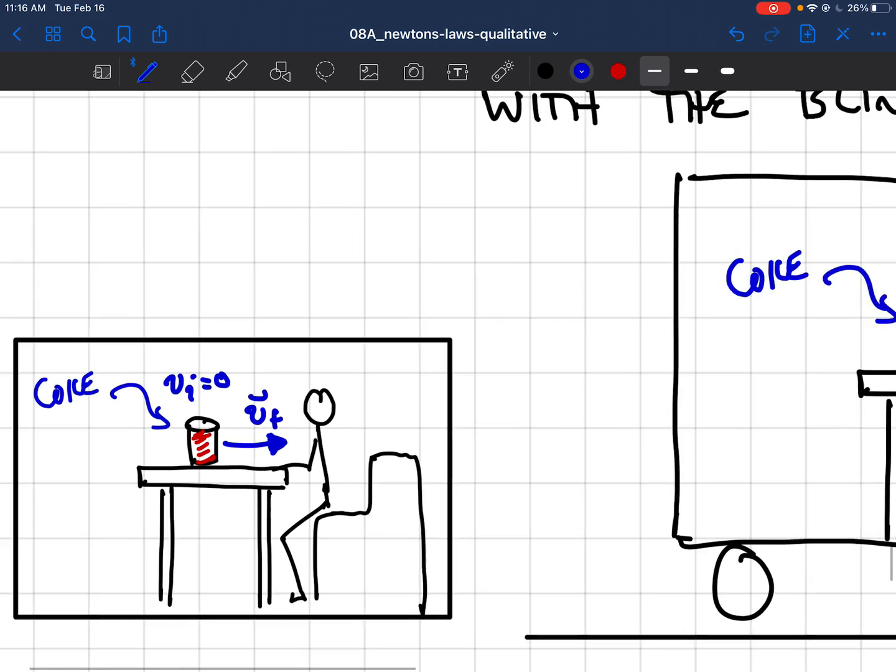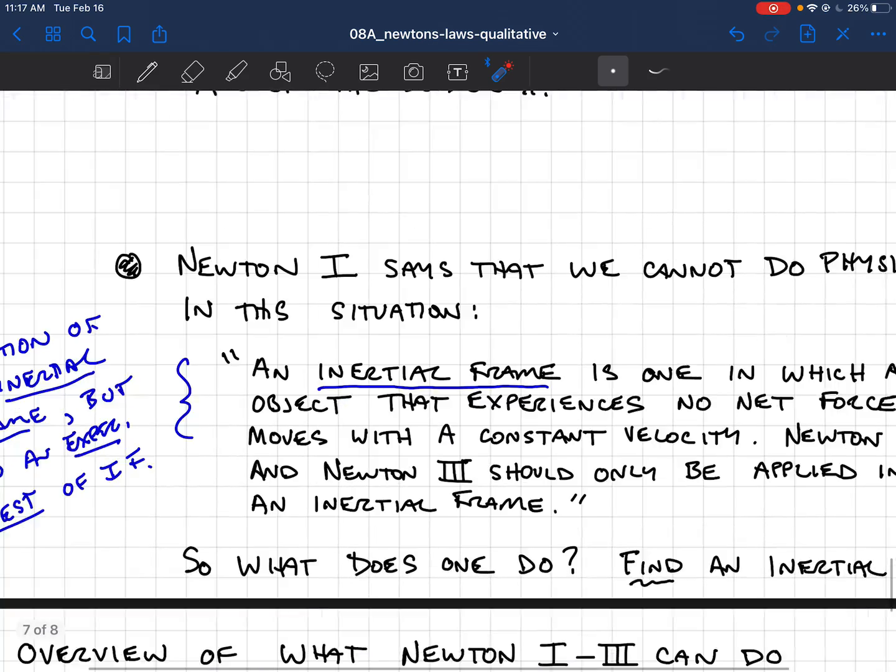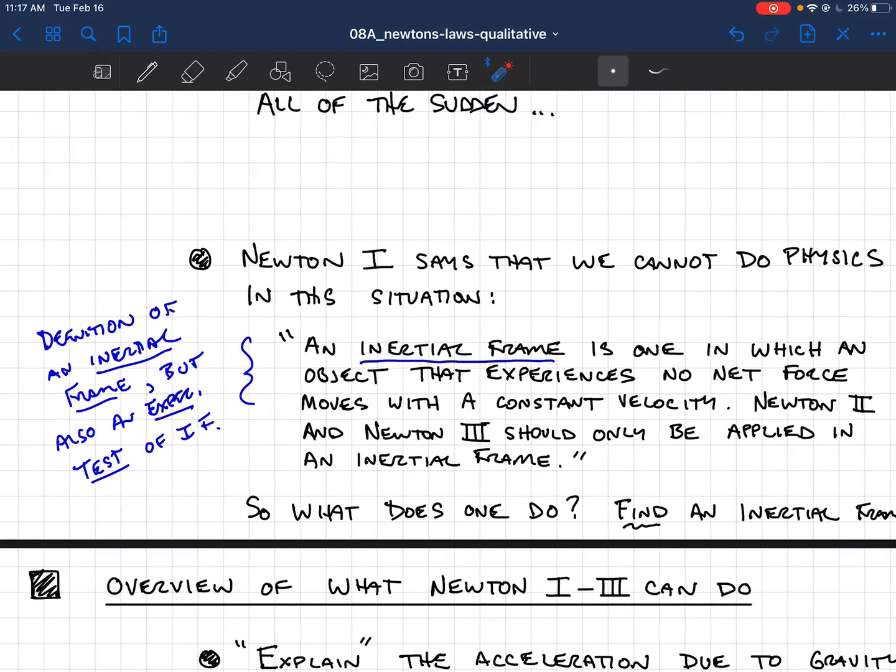So let's look at what that means for our picture here. This person is sitting in some room, which we could call a frame. They have a Coke can in front of them on which there's no net force. So there's nothing pushing on it to the side here. And yet, that object started to move. It went from a zero velocity to a rightward velocity. That object tells you that you're not in an inertial frame, because an object with zero net force did not have a constant velocity. So that's what an inertial frame is.